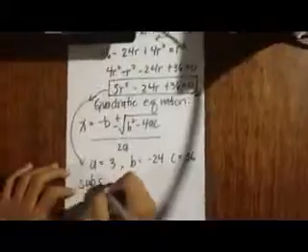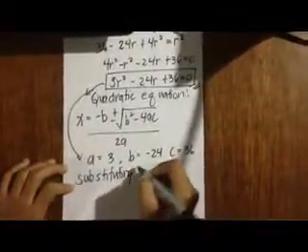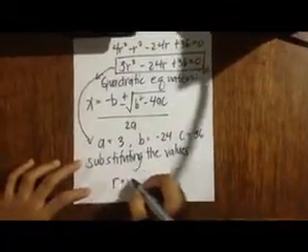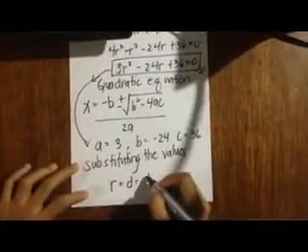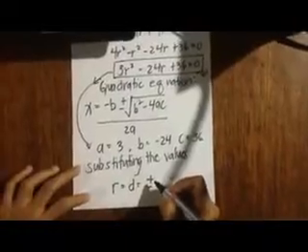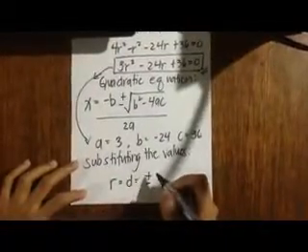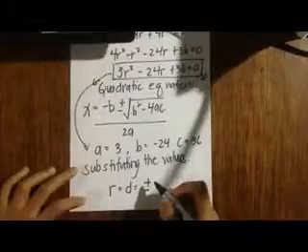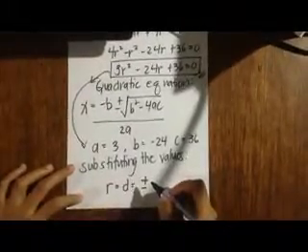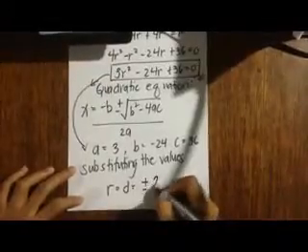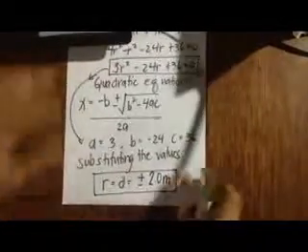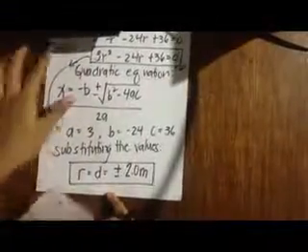So substituting the values, R, which is equal to D, is just equal to positive or negative, positive or negative 2 meters. So this will be our answer.